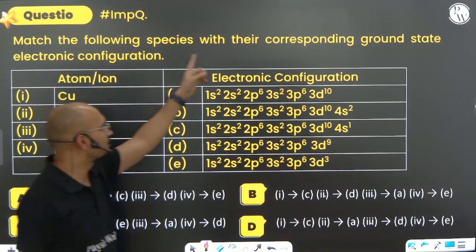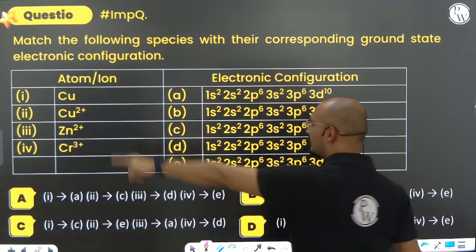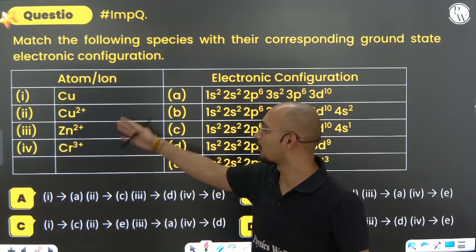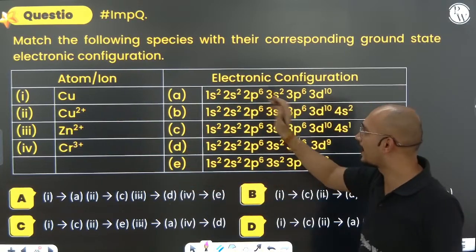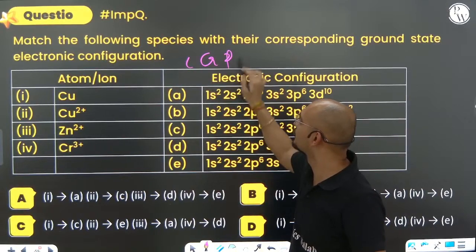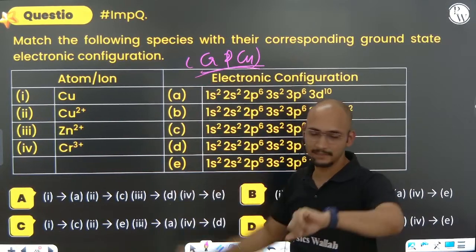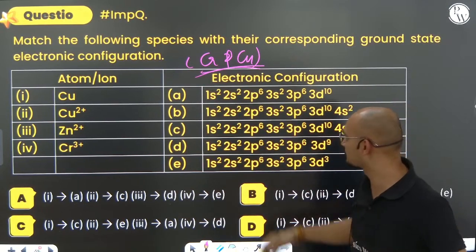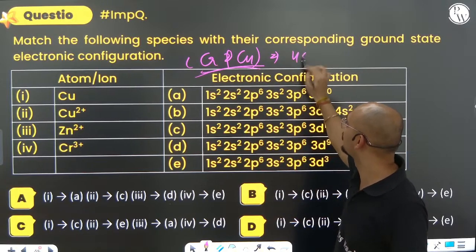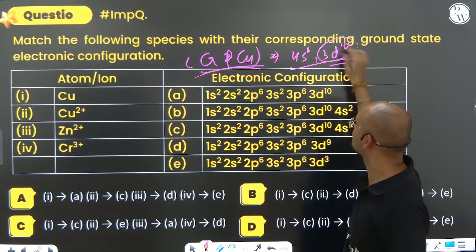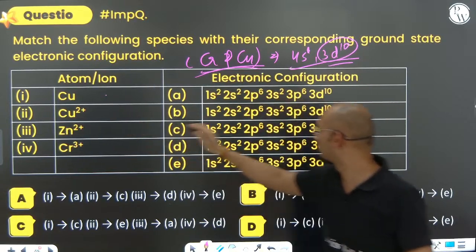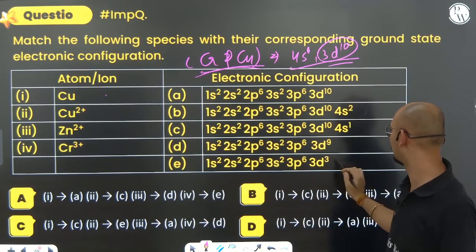Match the following species with their corresponding ground state electronic configuration: copper plus 2, zinc and Cr plus 3. Of course, we have to understand that chromium and copper are both exceptions here. So what happens? 4s1 3d10. Why? Because it is fully filled. So for copper, it is 4s1 3d10.